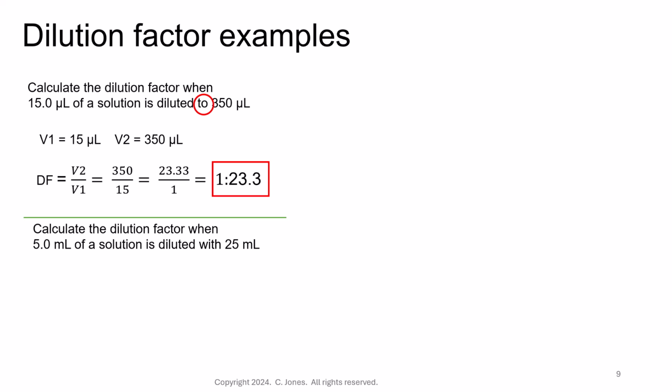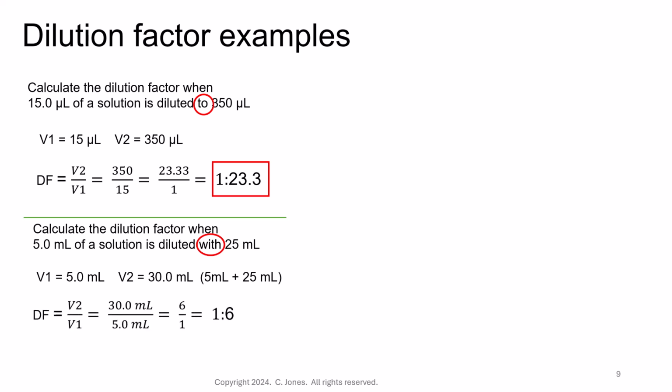Calculate the dilution factor when 5 mils of a solution is diluted with 25 mils. So now we have the "with," so we need to add the two together. Right? So the initial volume is 5.0. The final volume is 30, derived by adding the 5 mils we started with and the 25 mils we used to dilute. So our dilution factor is 30 over 5, 6 over 1, or 1 to 6.